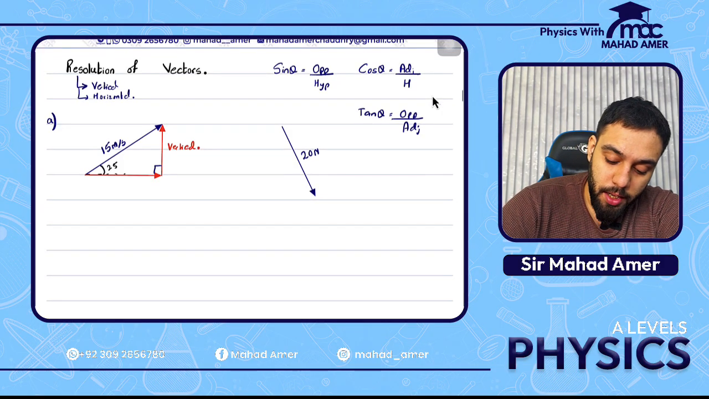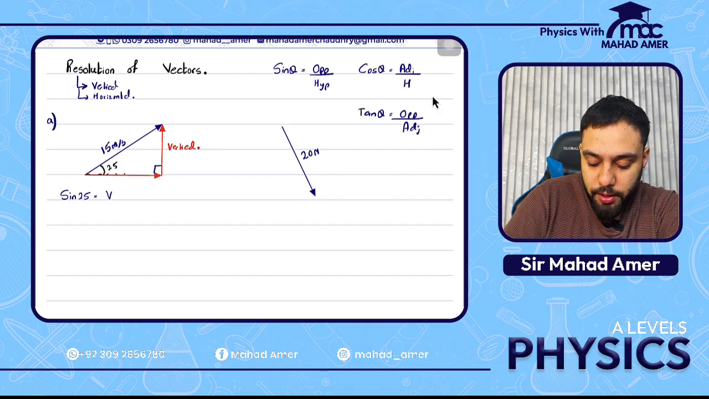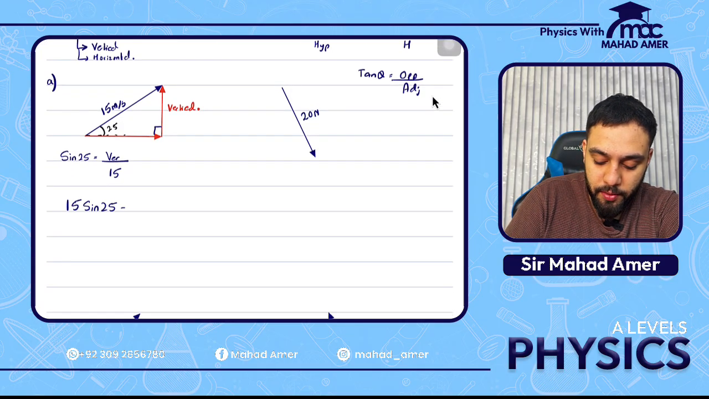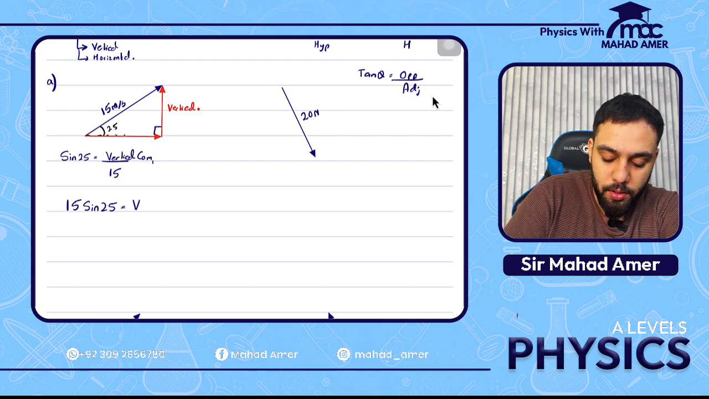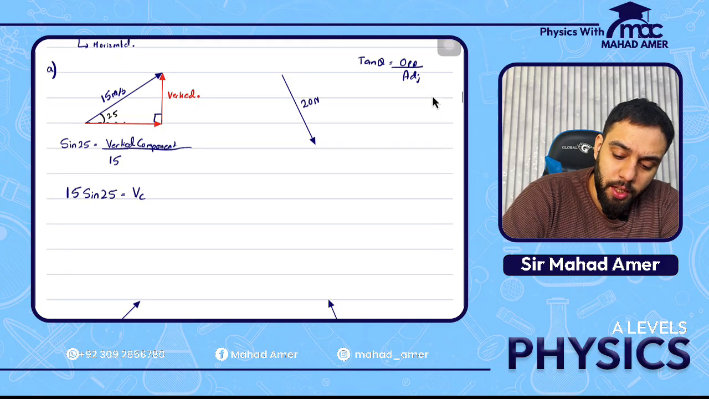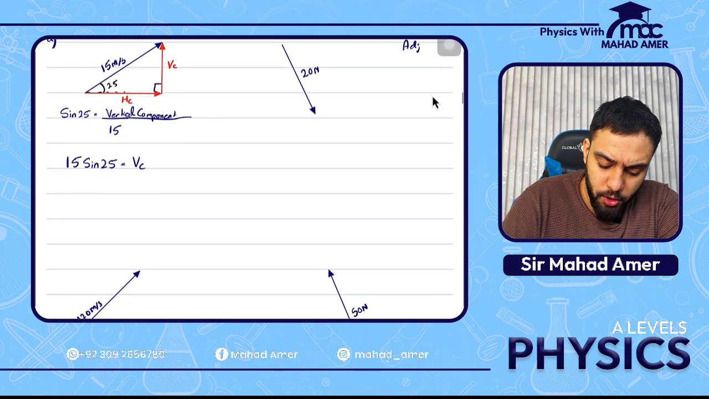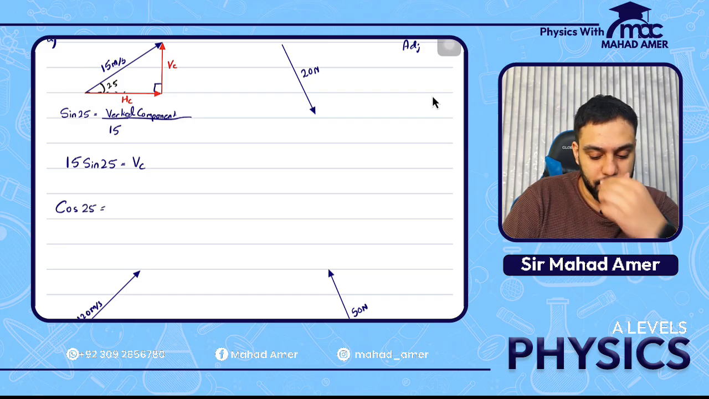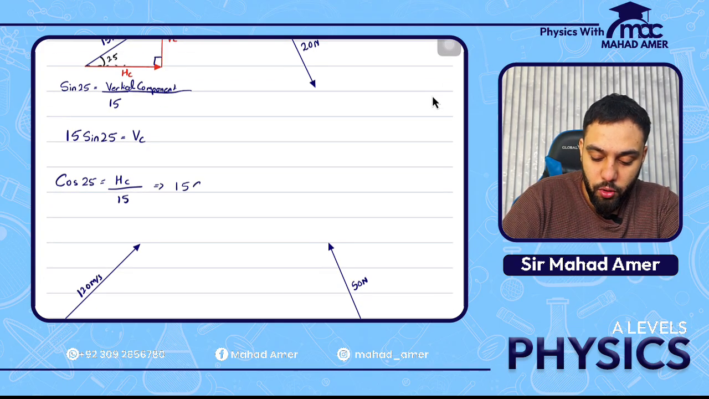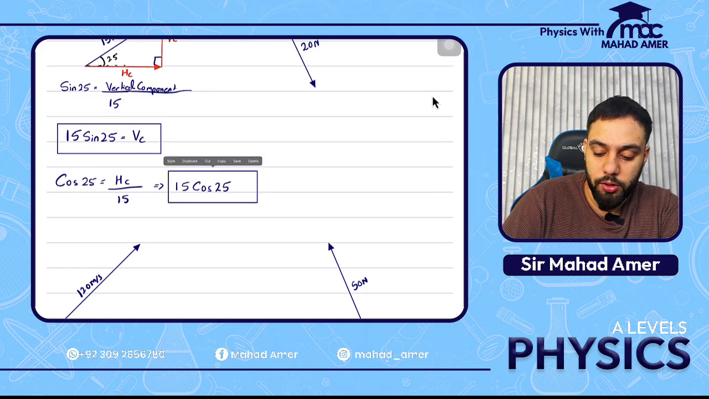Moving on. The angle is given, I've got the hypotenuse, and I need the vertical. So I would use sine theta is equal to opposite, which is the vertical, over hypotenuse, which is 15. So I get 15 sine 25. That is going to be the vertical component. Similarly, if I need the horizontal component, I use cos theta. So cos 25 is equal to adjacent, which is the horizontal component, over hypotenuse, which is 15. So my horizontal component would be 15 cos 25. This would be my vertical component, and this 15 cos 25 would be my horizontal component.